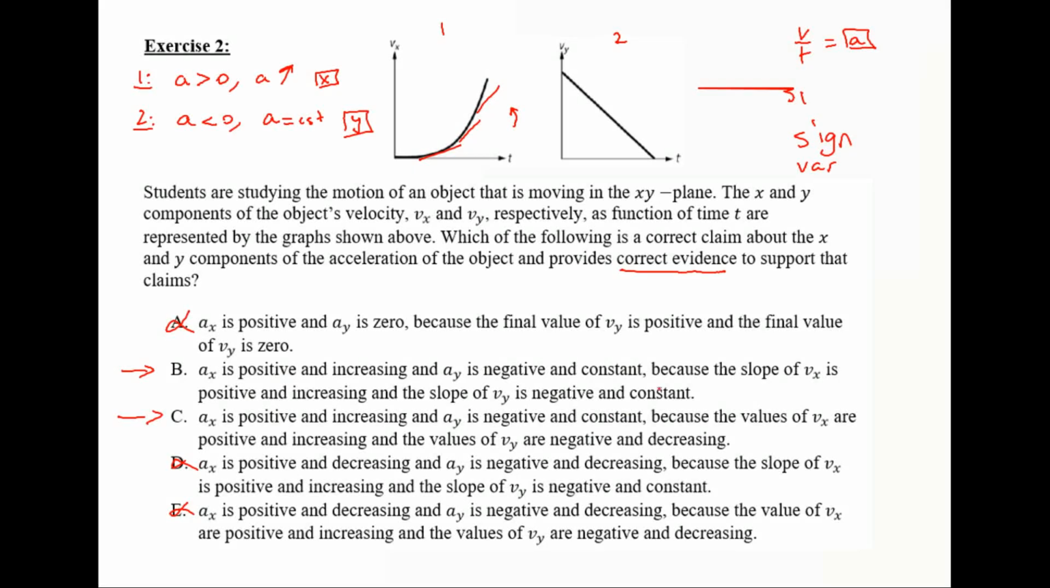Let's start with part B. They're telling us because the slope of Vx is positive. Indeed, we've said that Vx is positive and increasing, that's true. And the slope of Vy is negative and constant, so B is correct. However, for C, they're talking because the values of Vx, we didn't interpret the values of Vx. We have interpreted the slope of each curve. For this reason, B is the correct answer.